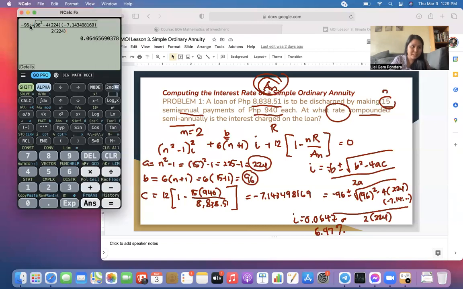Now let's try. What if, because it's plus and minus, right? What if it's minus here? Let's change it. The answer will be negative, and there's no negative interest rate. Therefore, the second possible answer is not okay. So with that one, our final answer will be 6.47%. Again, to review, you need to solve for A, B, C first. And once you have the values of A, B, and C, you can use now the quadratic formula in solving for the interest rate. Any questions?